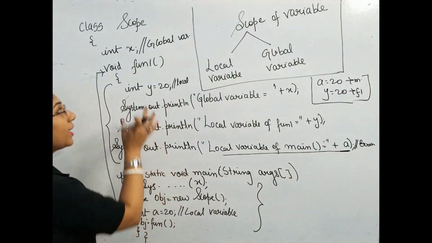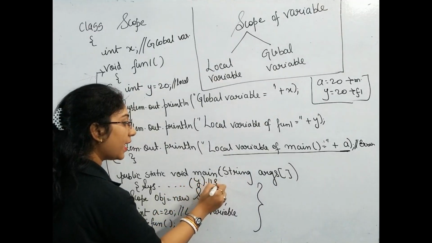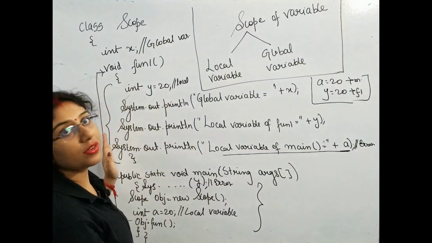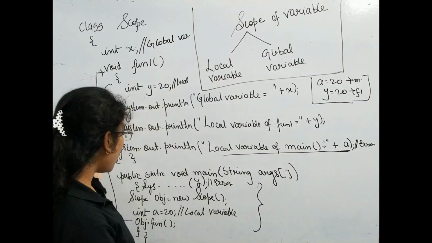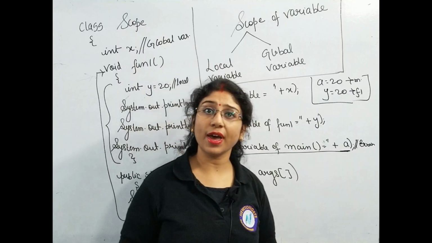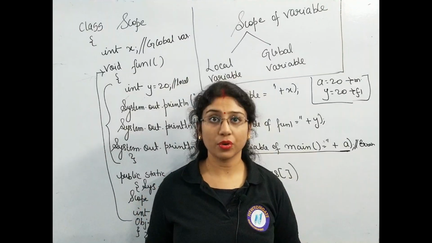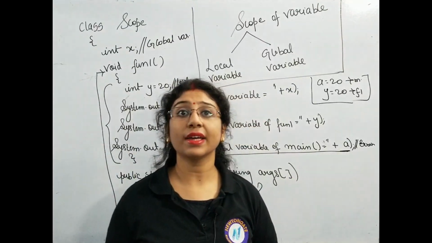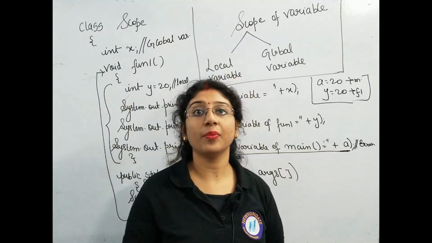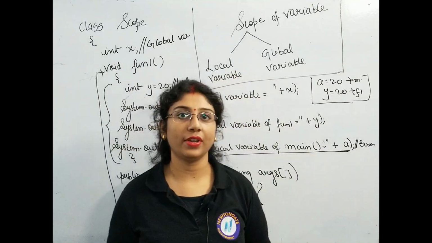In the same way, if I try to access y inside the main function, it will also generate an error. Why? Because the scope of y is limited to fun, just as the scope of a is limited to the main function. So this is the difference between global variable and local variable. Global variables are accessible throughout the program, but local variables are accessed only inside the particular block where they have been declared. Clear? So this is the difference between local variable and global variable.